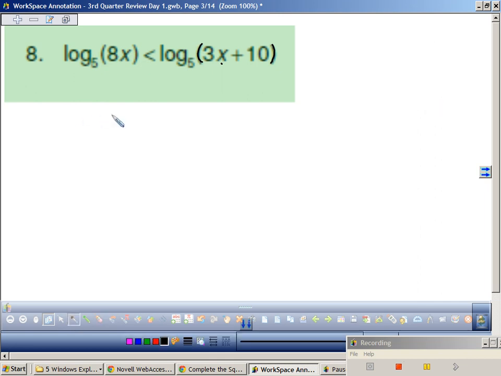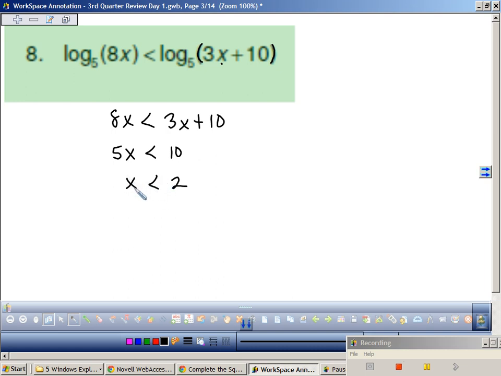So, I'm going to say 8x is less than 3x plus 10. Then subtract 3x from both sides and I get 5x is less than 10. So x must be less than 2. You have to always check when you have inequalities, right? Why? Because it's more than one answer, right? It means all the numbers that are less than 2.